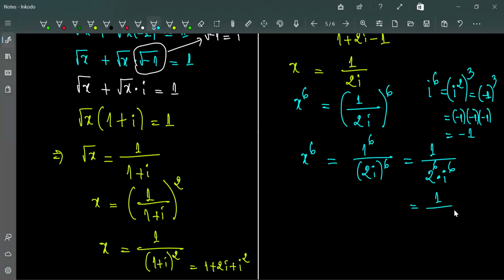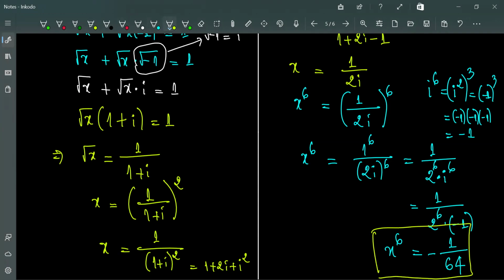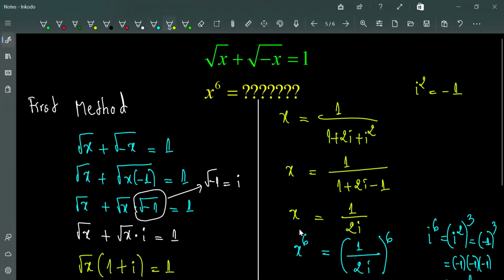So we can write 1 over 2 power 6 times negative 1. 2 power 6 is equal to 64. So x power 6 is equal to the negative of 1 over 64. This is the value of x power 6, equal to the negative of 1 over 64. So right now we can check the second method.